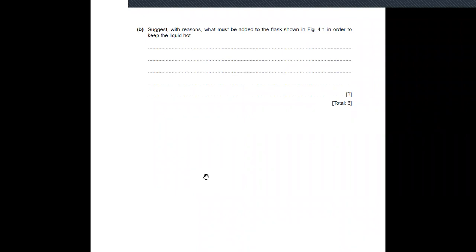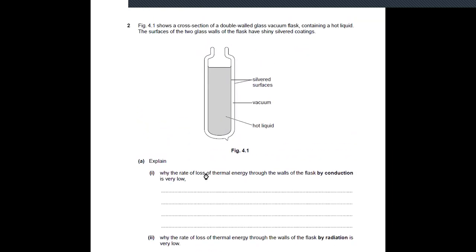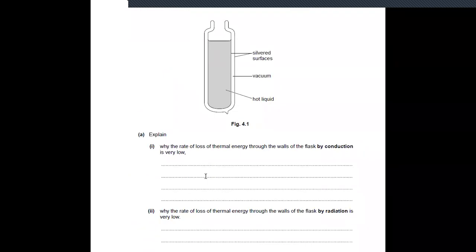Take a look at this one. If you want, I can scroll up as well. If you want me to, let me know. Miss, could you scroll up? Yes. Oh, sorry. Here you go.